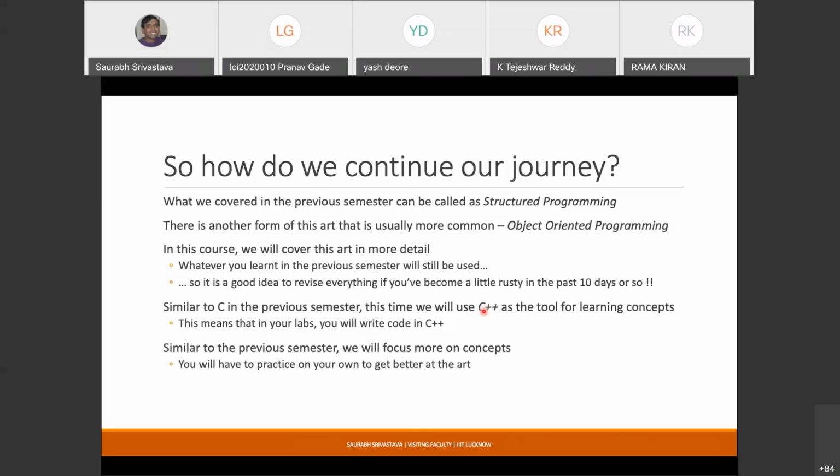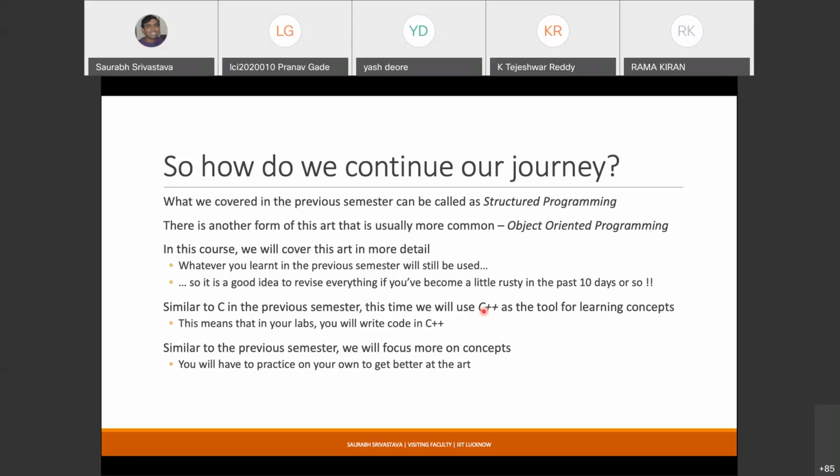In fact, what we will do is, in the next week, quickly have a look at some of the basics of C again. Only those parts essentially. Maybe I should probably start it from tomorrow itself. We'll cover some basics of C tomorrow, and then we will start with C++.